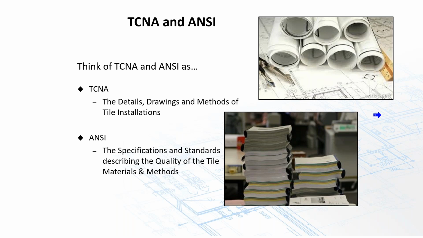So if I say I want a 118.7 grout as opposed to a 118.6, it's an improved grout, a high performance grout. And so that establishes the quality of it. So think of it, like I said, as a set of plans and a spec book that you're using on your project. TCNA is the plans or the drawings, and ANSI is the spec book.